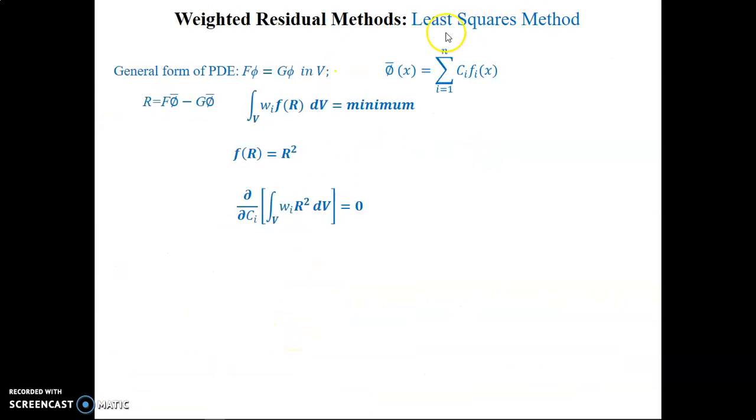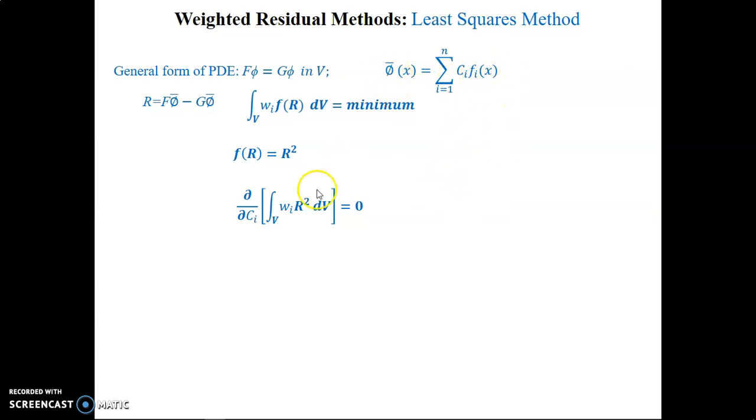And this is the final method, the least square method of weighted residual methods. In this case the function of residue is given as R square. R square is in fact the square of the error produced by using the approximated solution. In this method we will not equate it to 0, but we will minimize it. How will we minimize it? We will differentiate this function with respect to the unknowns, and the unknowns are the coefficients of the approximated field variable.